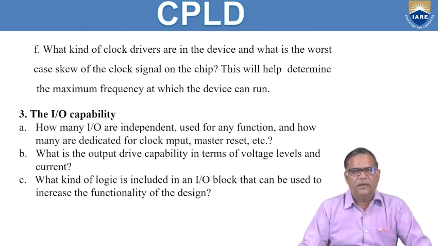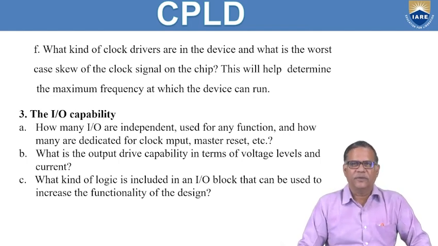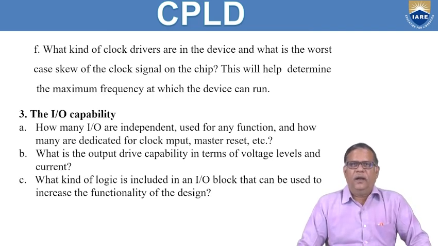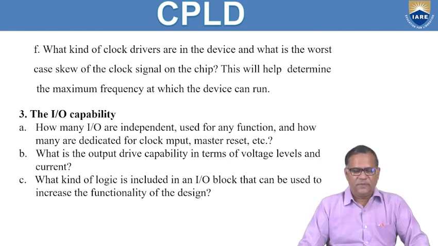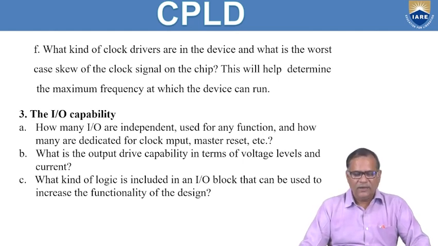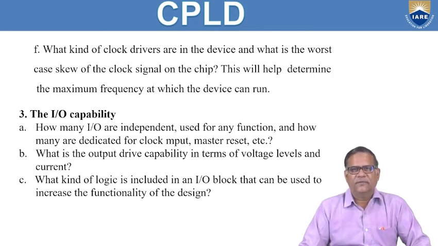Next aspect is the input-output capability: how many input pins are there and how many output pins are there, because you have to see how many devices you can connect. And how many are dedicated for clock input, master reset, etc. Another aspect is the output drive capability in terms of voltage levels and currents. This aspect is also to be examined before you select any CPLD for the specific application. And what kind of logic is included in an IO block that can be used to increase the functionality of the design.